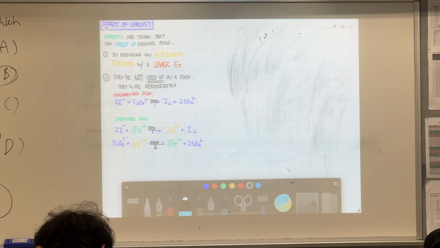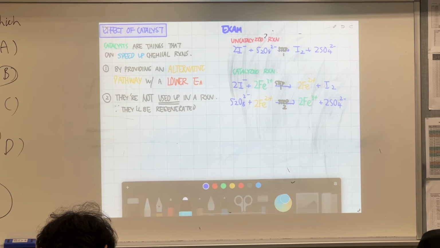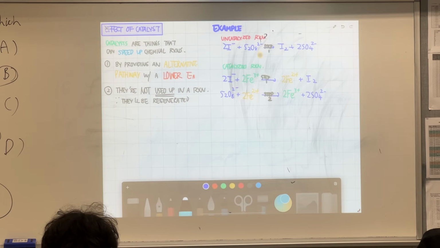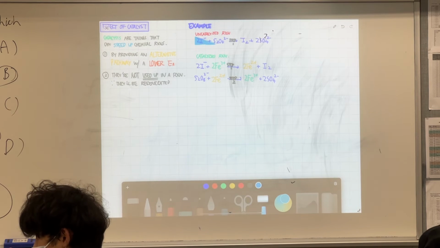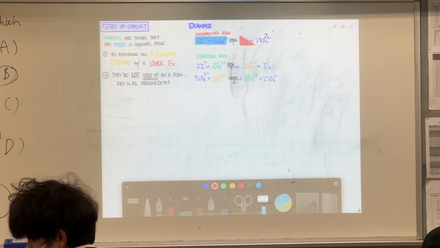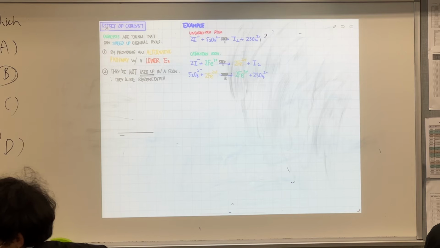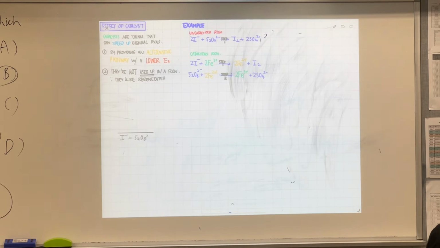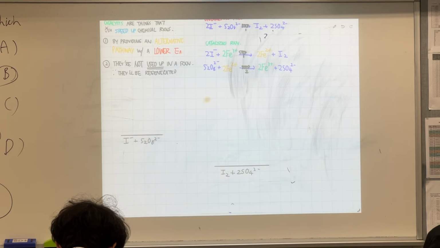So when we draw the reaction profile, you can draw this reaction profile here. This is just an example, so write down an example of how a catalyst works. First I want you to draw a line that represents the reactant and product. So you have I minus and S2O8 2 minus. And on the other side, you have I2 and 2SO4 2 minus. This line on the left represents the reactant, and this line on the right represents the product.